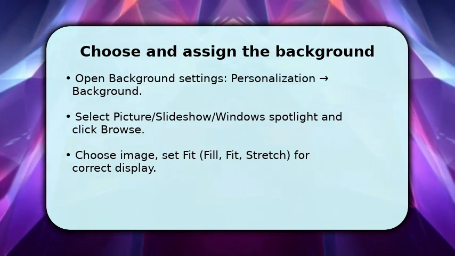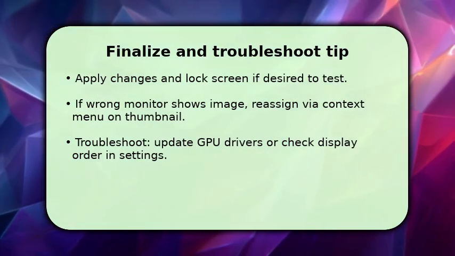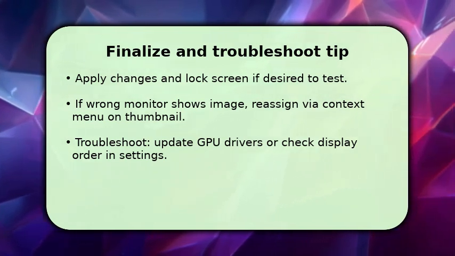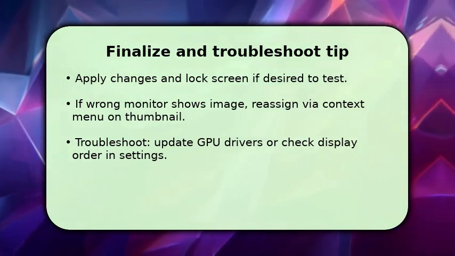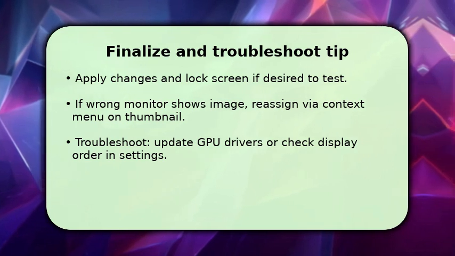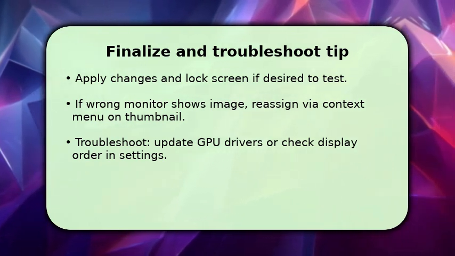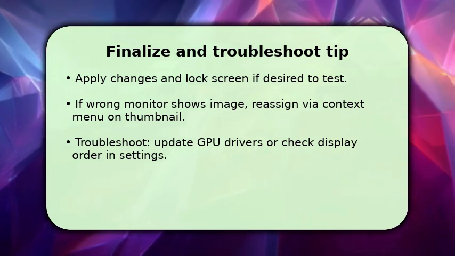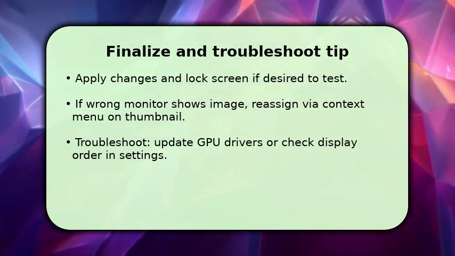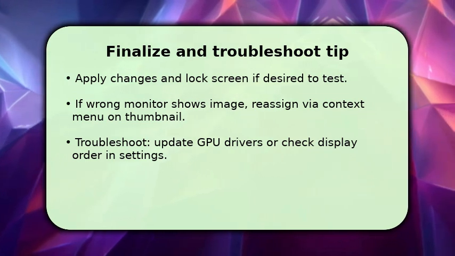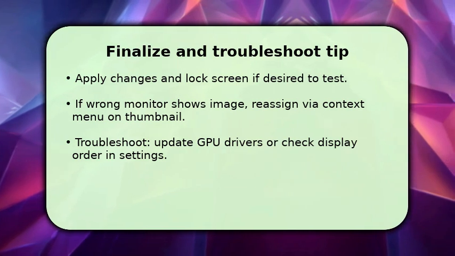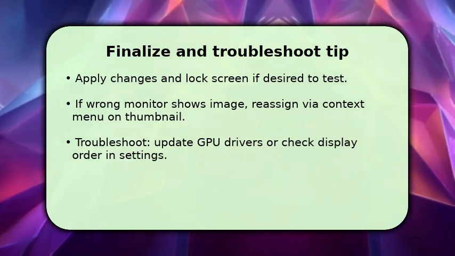Press Win+L or lock the screen to confirm the second monitor displays the new background. If the image appears on the wrong screen, return to Background and right-click the thumbnail or reselect the monitor in Display Settings to reassign. That fixes common assignment errors. If images still won't apply, update your graphics drivers and reboot, because outdated drivers or incorrect display order often block per monitor wallpapers and cause scaling problems.